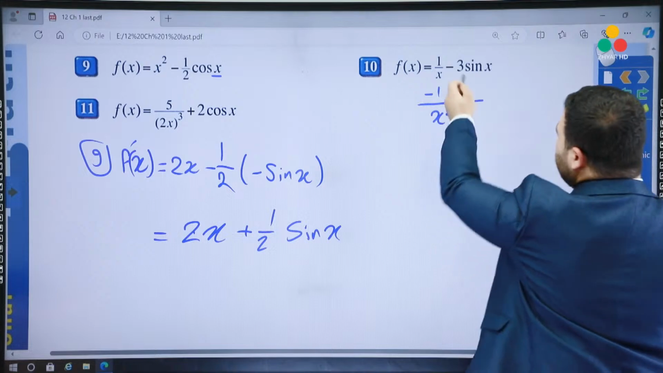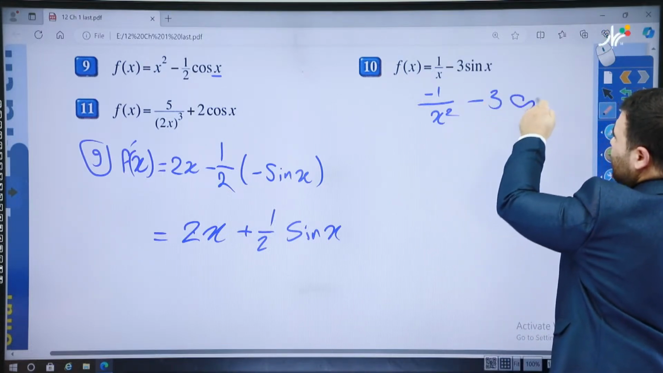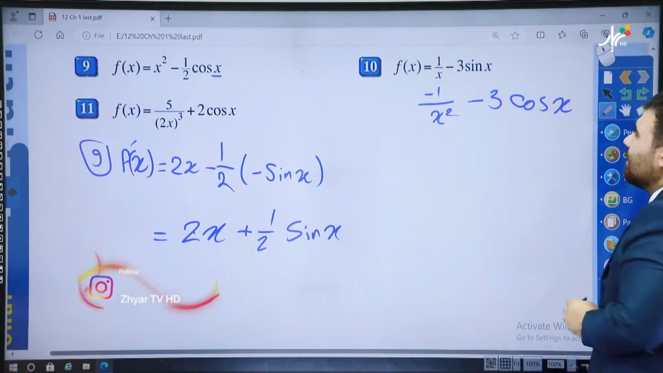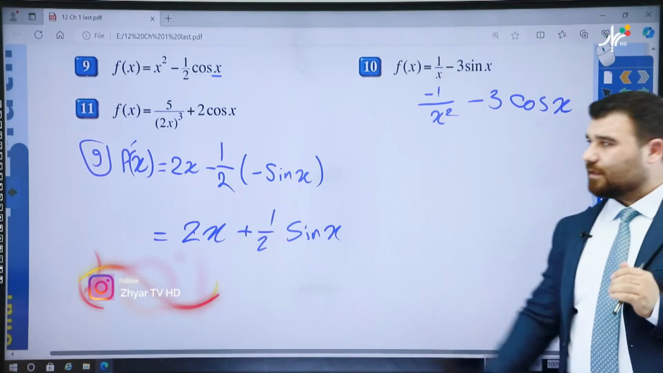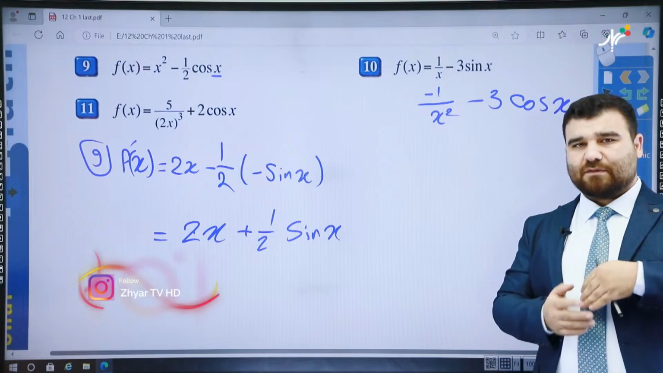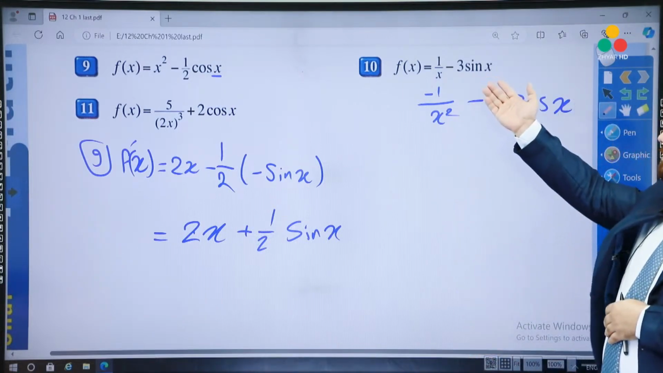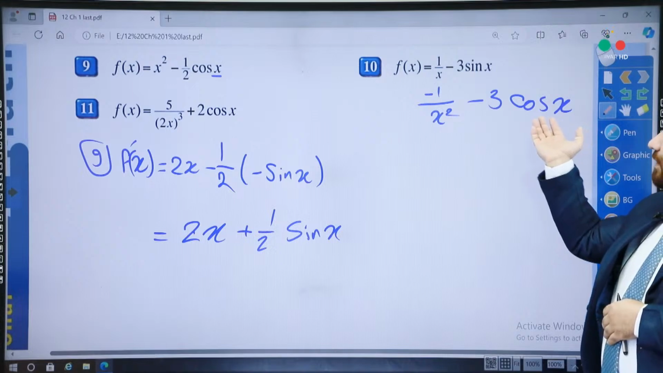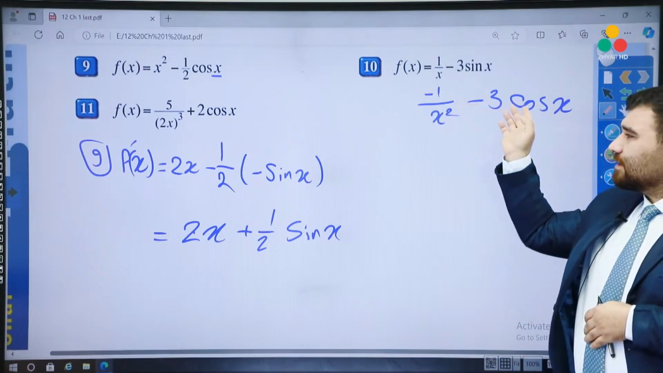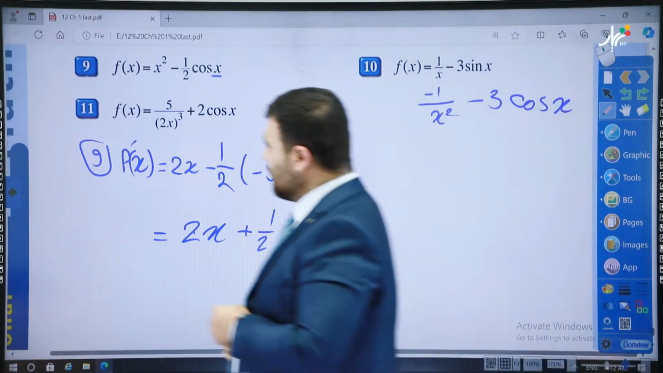Minus 3 stays the same. Sine x becomes cosine x. Okay? The negative is only available with cosine. When you find derivative of cosine, result is negative sine. But derivative of sine is directly cosine. Then this minus stays the same. This is the answer. Question 11.